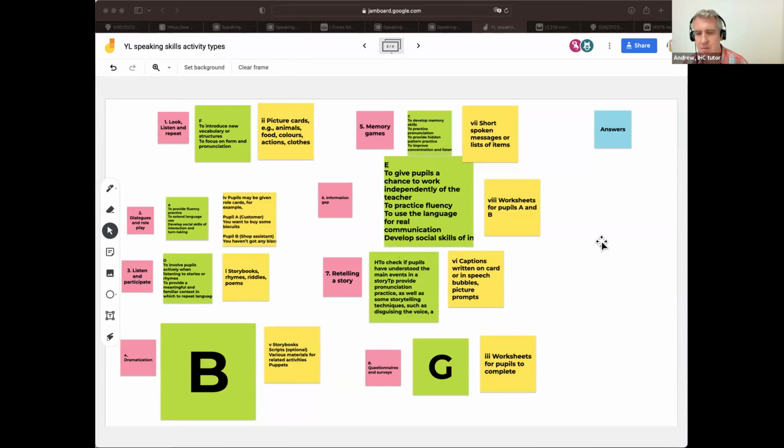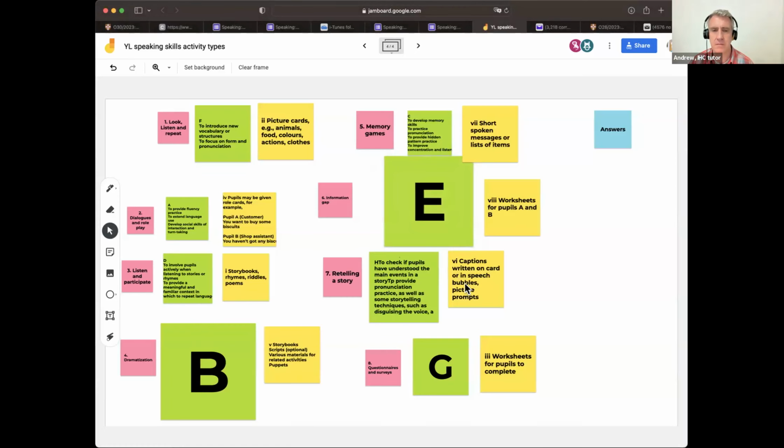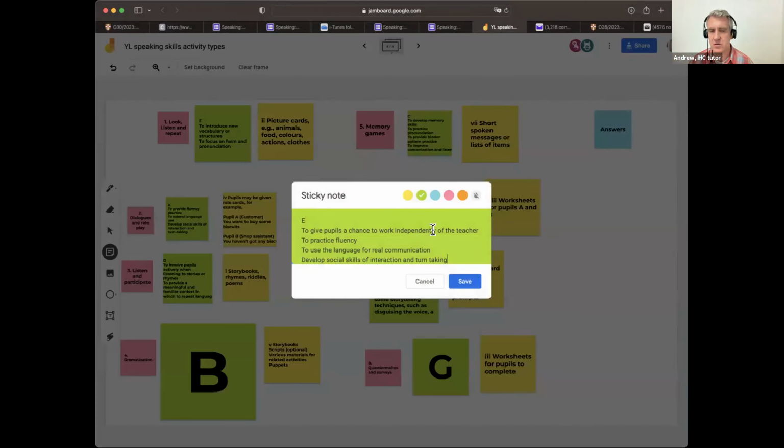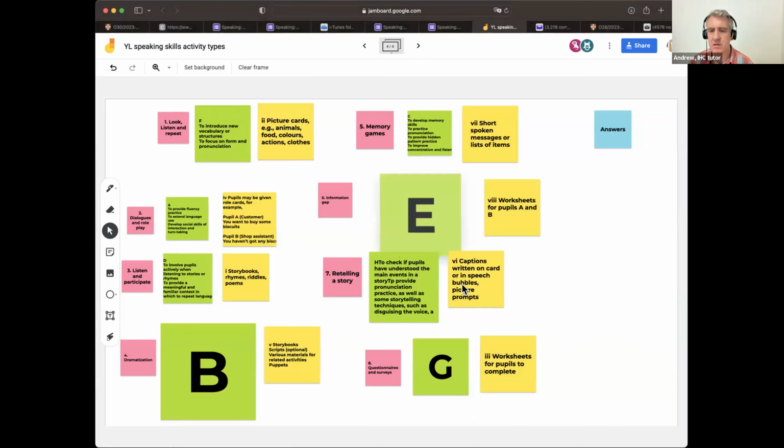On to information gap. The purpose there is to give pupils a chance to work independently of the teacher and to practice fluency, to use the language for real communication, and develop social skills of interaction. And turn taking, yeah. So they have to take turns to exchange information. And for that, they might need language like, it's my turn, it's your turn, and so on.